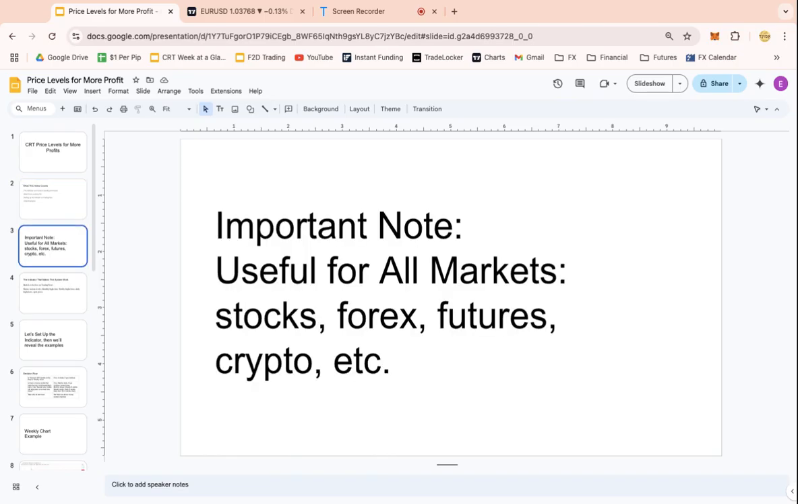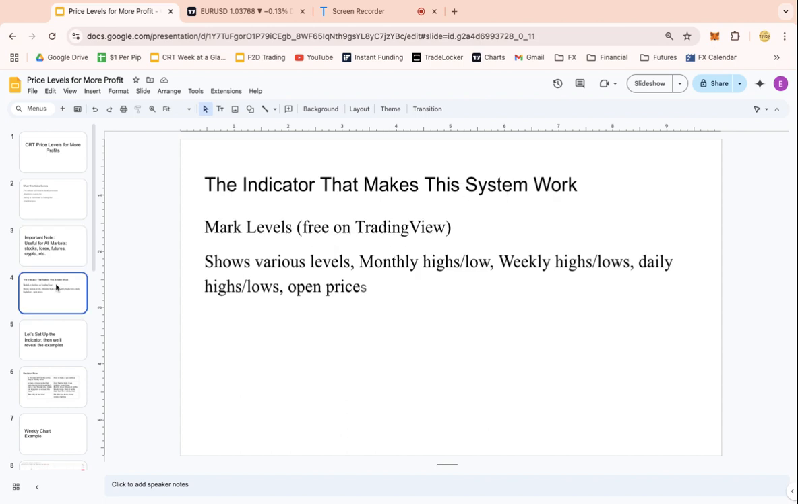This indicator that I'm going to show is used for all markets: stocks, cryptos, forex, futures, etc. Now, the indicator that makes this system work is called Mark Levels, and it is free on TradingView. While it shows various levels, monthly highs and lows, daily highs and lows, weekly highs and lows, both previous and current, also weekly open prices, daily open prices, and things of that nature.